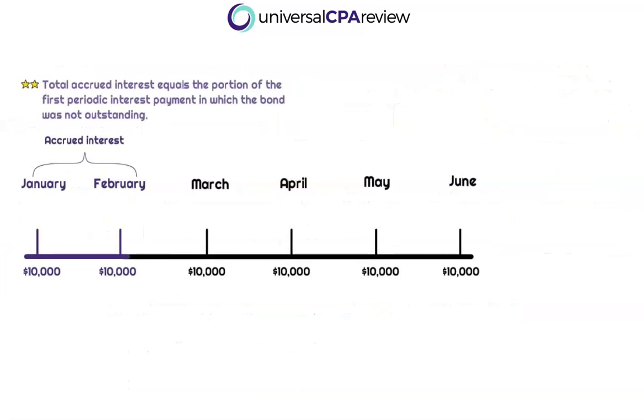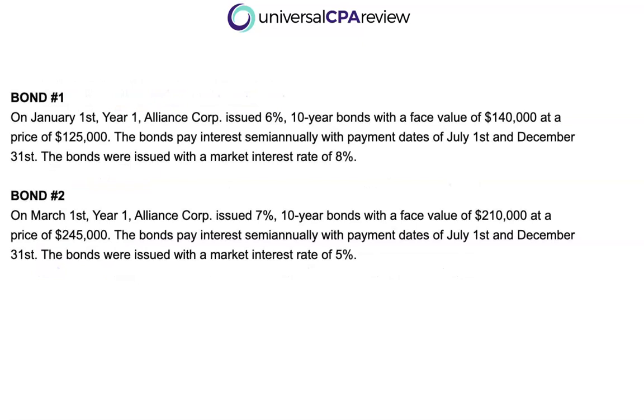Another super important takeaway from this sim, and another topic that they ultimately love to test your knowledge in, is how the issuance of a bond in between payment dates impacts the initial carrying value of the bond. Aka how accrued interest is going to impact the bond's carrying value and ultimately the rest of the table. Okay, so we're looking at Alliance Corp, and they issued two bonds. So let's go through each of these bonds one by one and determine the related descriptions respectively.